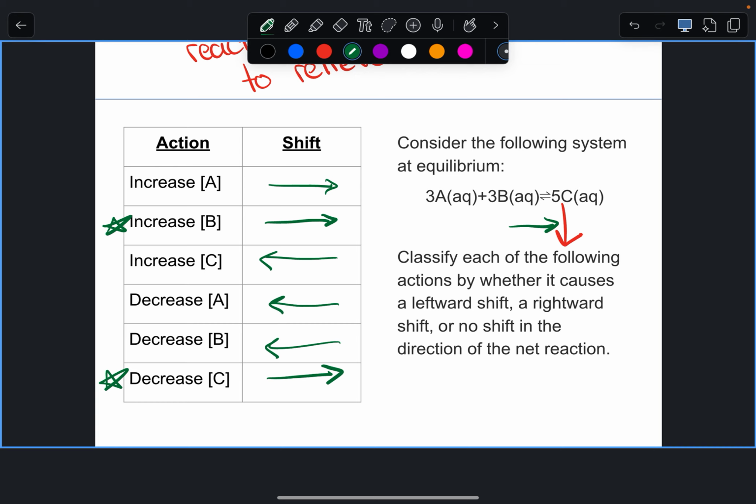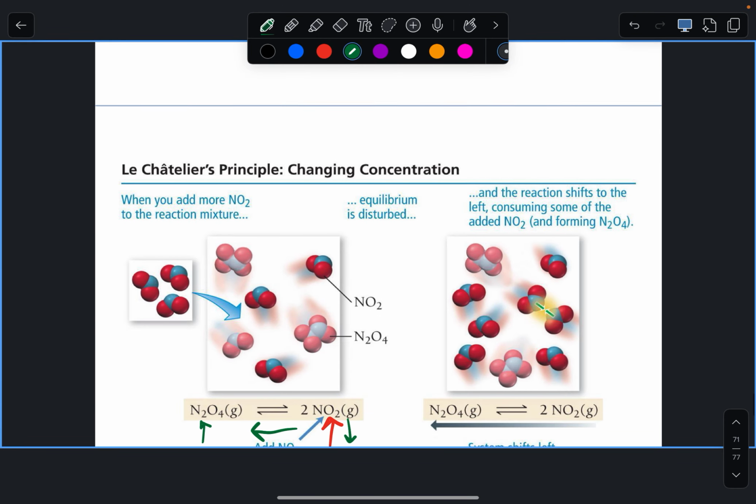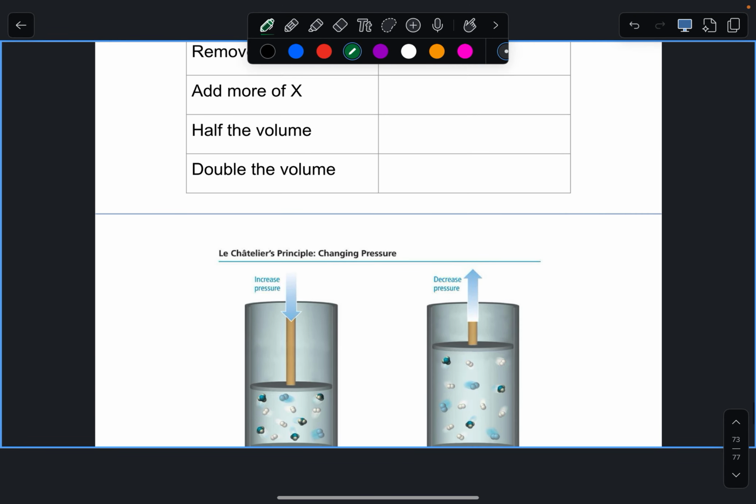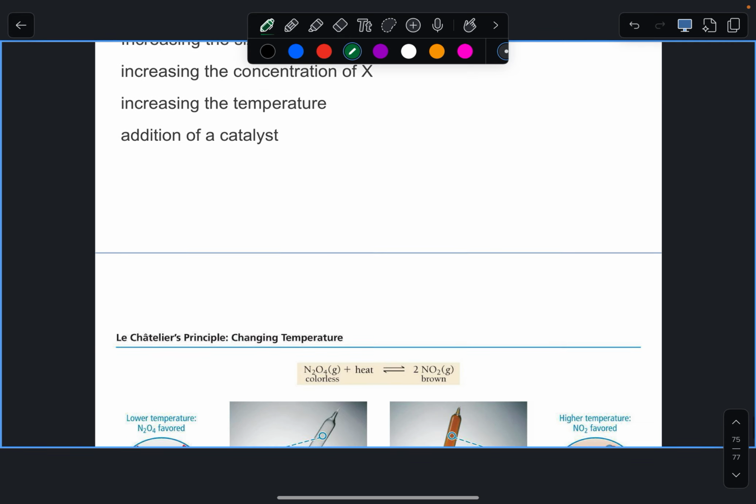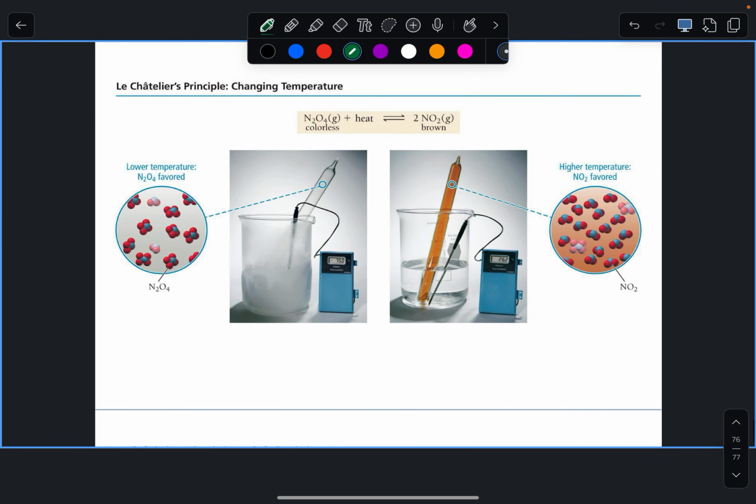Okay, so other than adding stuff in, there's two other ways that we're going to talk about how we stress a reaction. The first one that's in the notes is changes in pressure, typically as a result of a change in volume. But I want to talk about changes in temperature first. So I'm going to scroll down a few slides to this one.